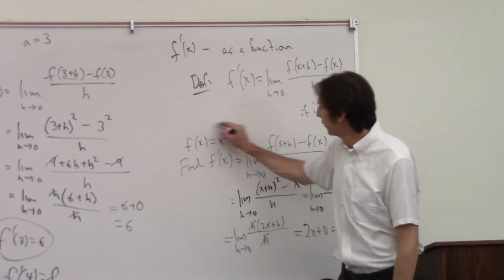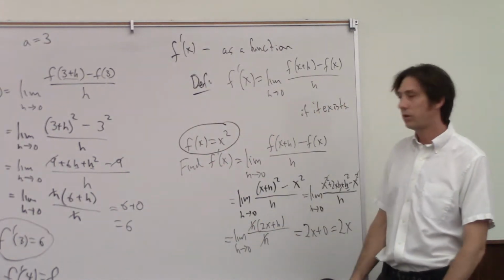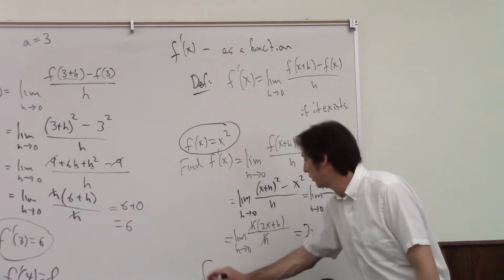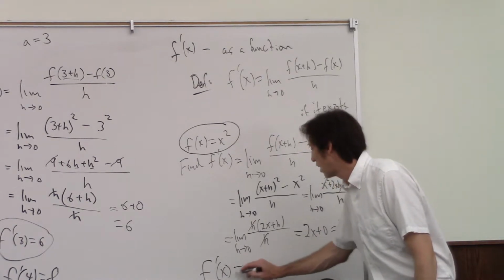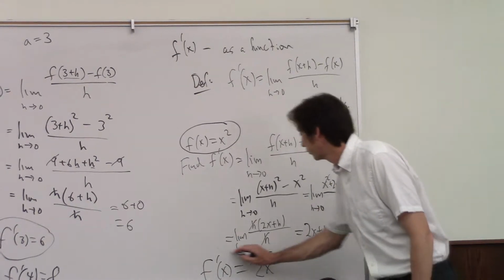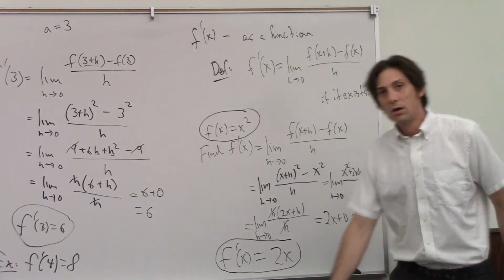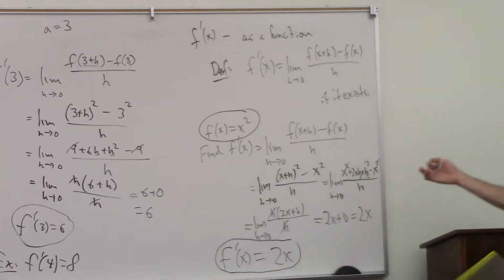And so what we're seeing is that if the function is f of x equals x squared, its derivative as a function, f prime of x, is equal to 2x. And this agrees with what we saw a moment ago.